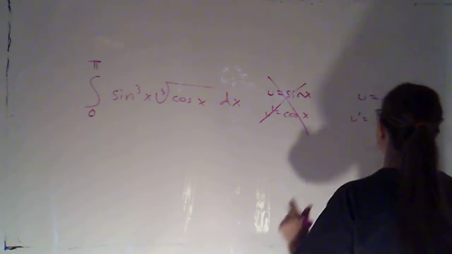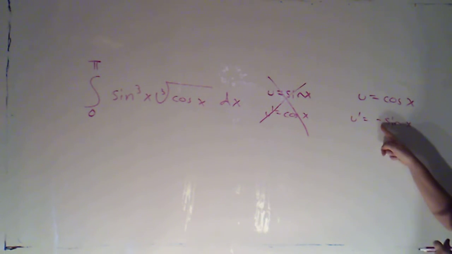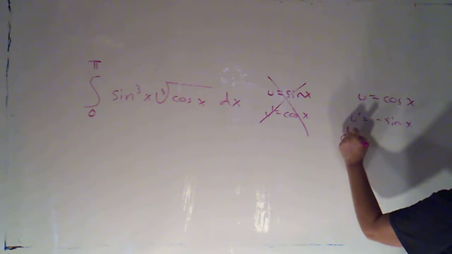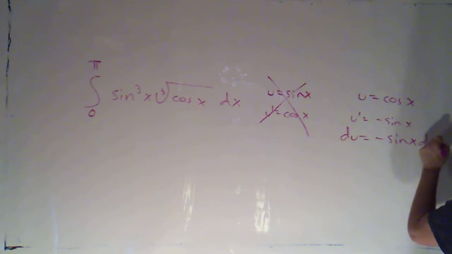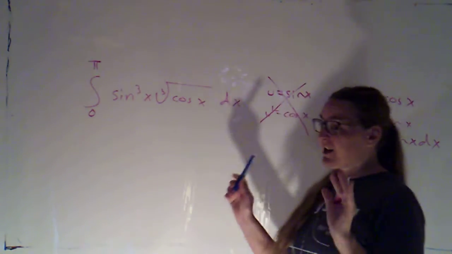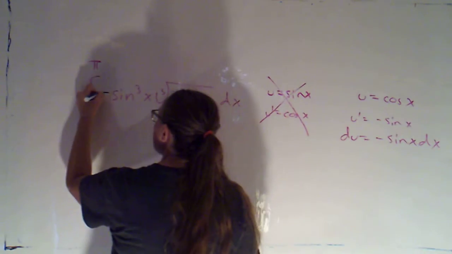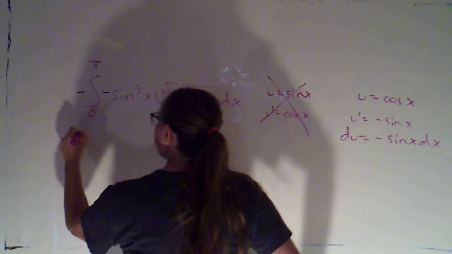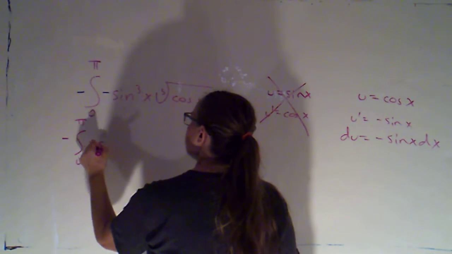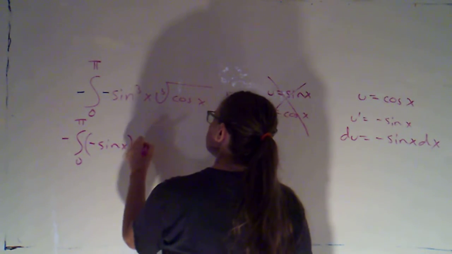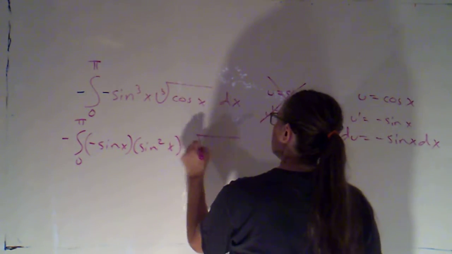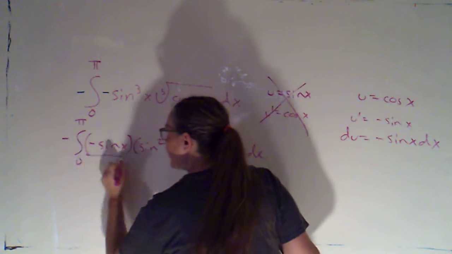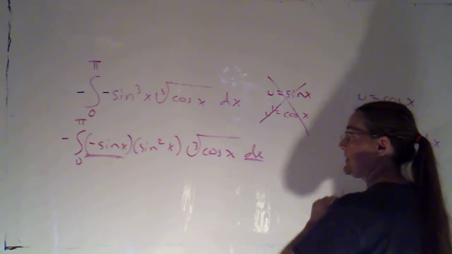I don't have enough. Here, with this one, I'm missing the negative sign, but that's easy to fix. And I have too much. I have 3 factors of sine, and for the du, I just need 1 factor of sine. But my general sense is I'd rather have too much than too little, so I'm going to multiply by -1 twice, once on the inside and once on the outside, and then I'm just going to rewrite this. That is negative sine x times sine squared x times the cube root of cosine x dx.